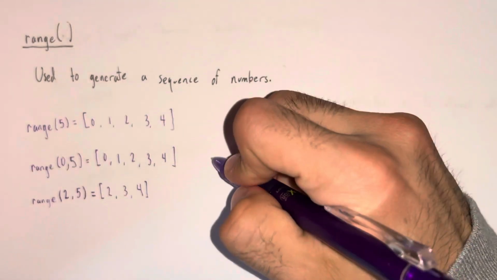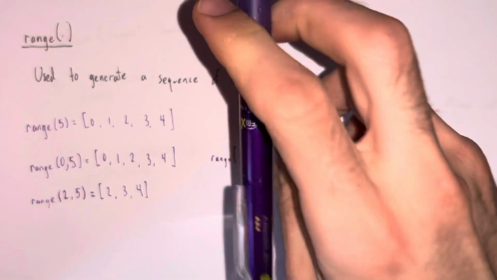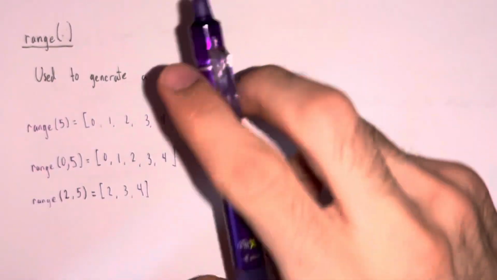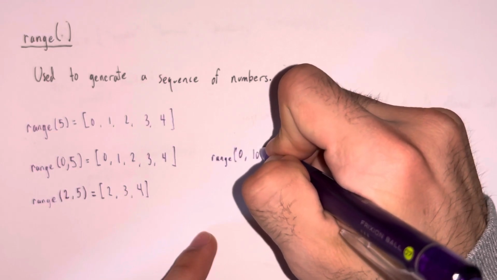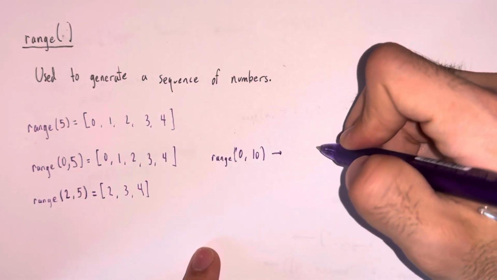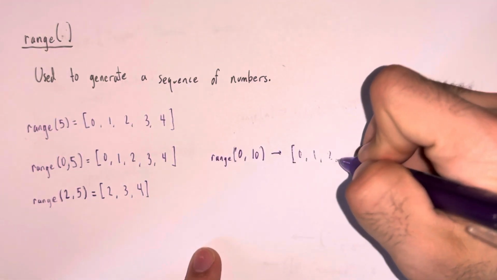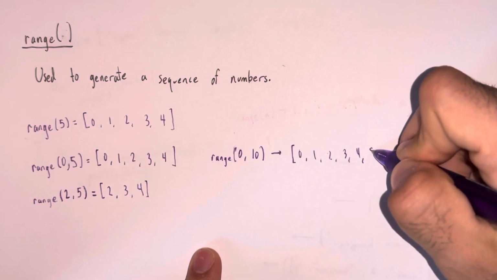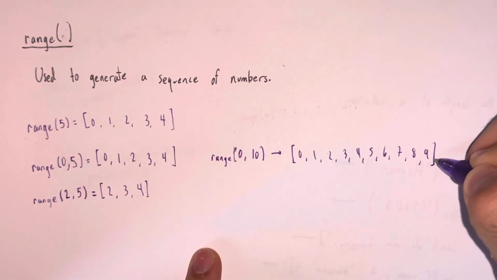So what would you think range 0, 10 would be? That would give you 0, 1, 2, 3, 4, 5, 6, 7, 8, 9. Hopefully you got that right.